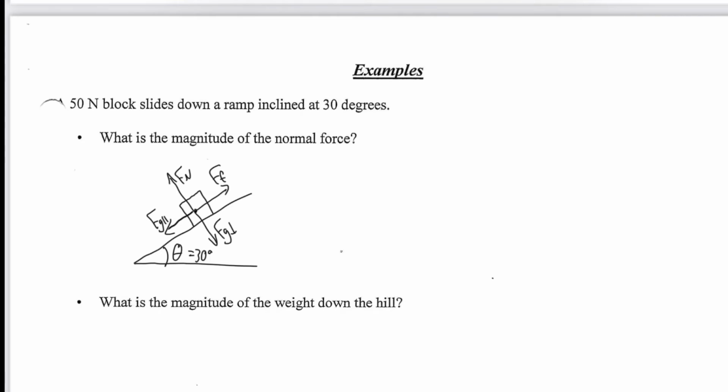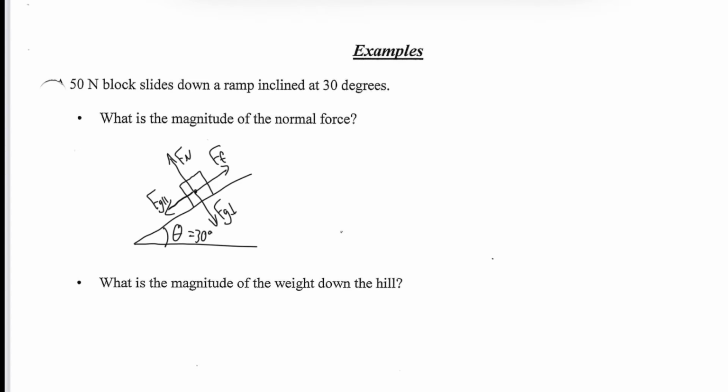All right, so now let's take a look at an example. So in this example, we have a 50 Newton block sliding down a ramp inclined at 30 degrees. It wants to know what is the magnitude of the normal force. So in order to find the normal force, the first thing we want to do is draw out our picture, like I've done below, where you can see the 30 degrees, and we have the block on there.